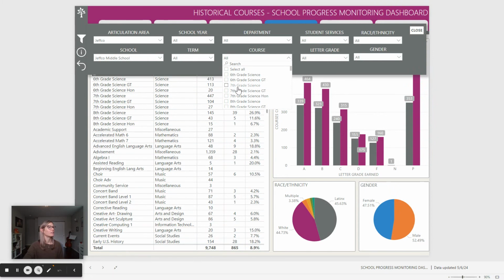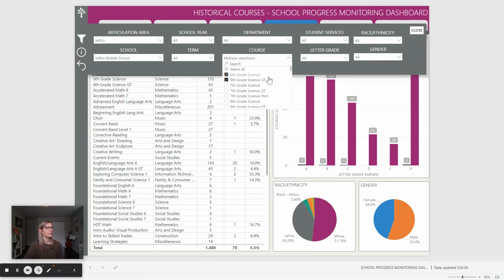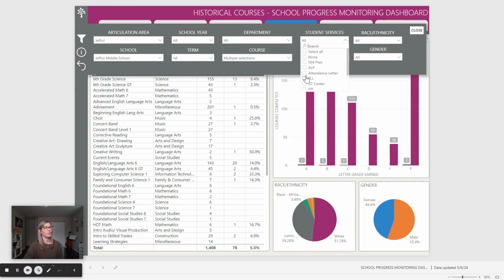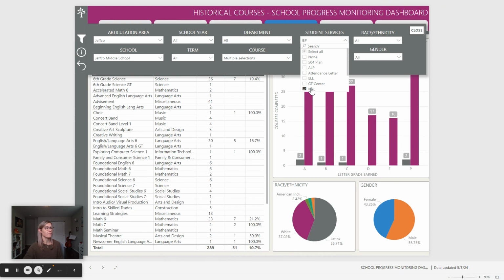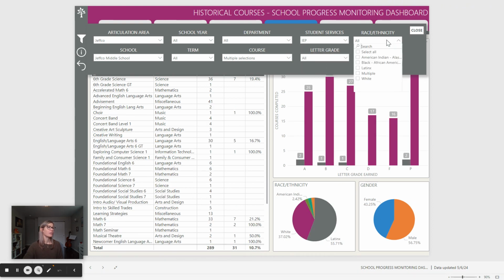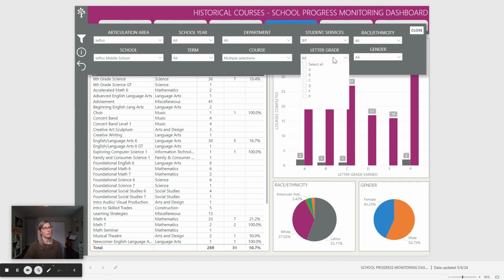We can look at one particular course and just see how that class or a group of classes compares. So maybe I want to look at all of the sixth grade science classes. So I'm going to select the sixth grade science and GT. And yeah, maybe I just want to look at those two. And I only want to see students who have an IEP. We can also filter by race and ethnicity or by gender, or just look at a particular letter grade.